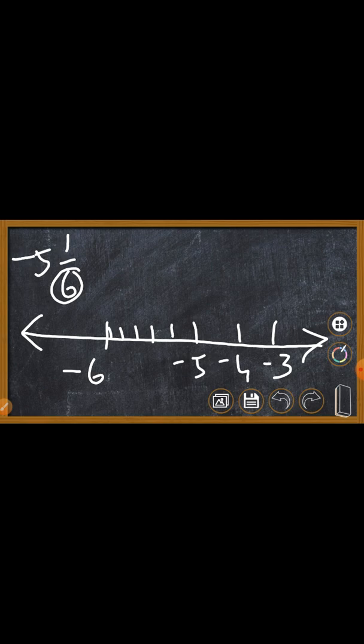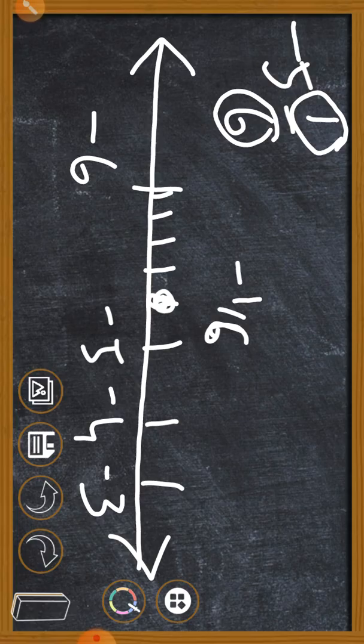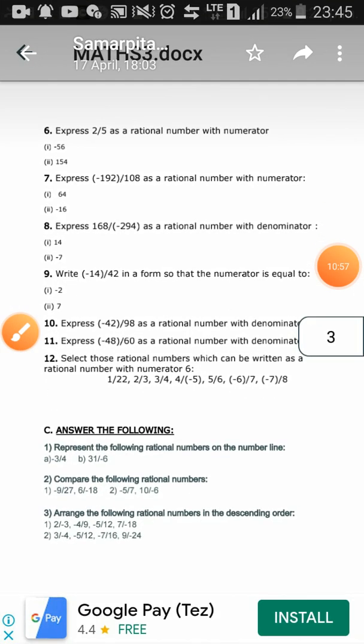My marks are not that good, not well spaced, but your marks should be well spaced. Now I'm looking for 1 by 6. The first place is only 1 by 6. If you start counting after 5, the first place is only 1 by 6, or -1 by 6. So this is how you represent -5 1 by 6 on a number line. Okay, next.